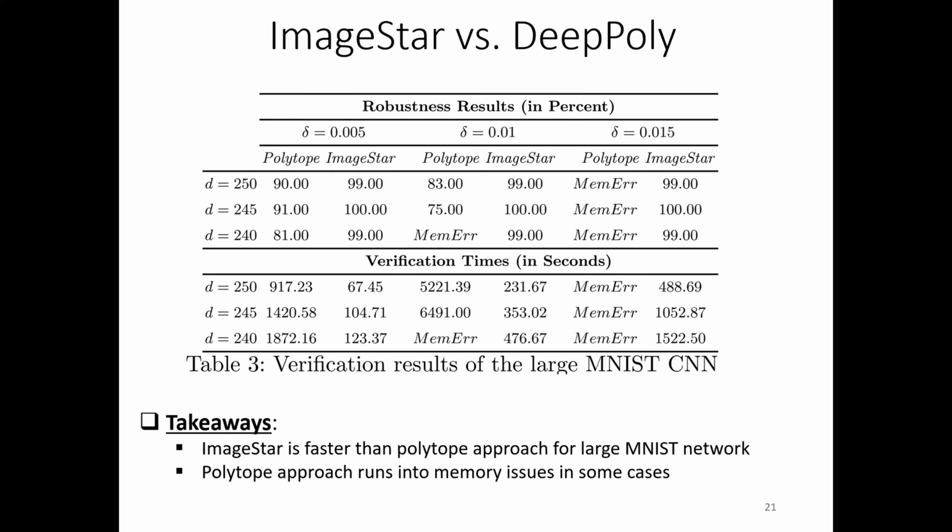This is the comparison between two approaches on the large MNIST convolutional neural network. From this table, we can see that the image star is much faster than the polytope approach in the verification of the large network, and the polytope approach runs into memory issues in some cases.